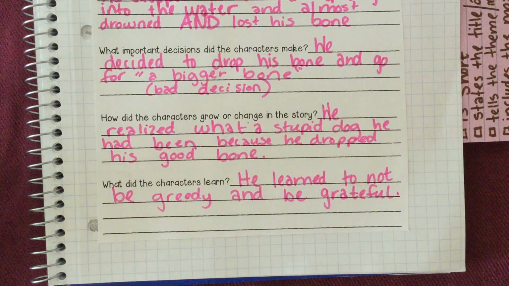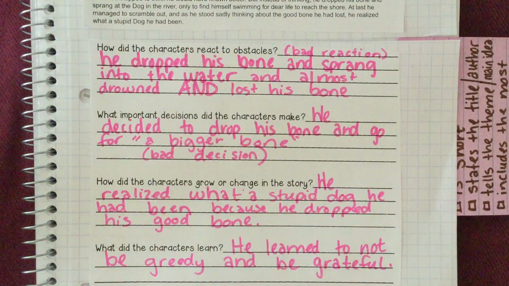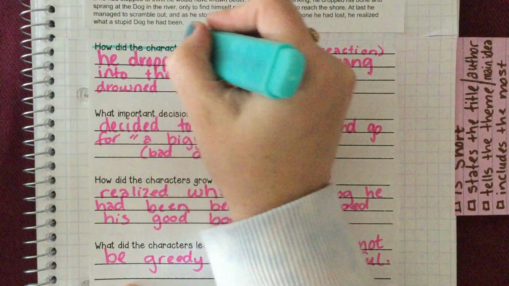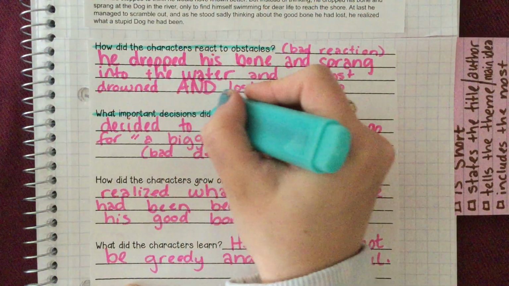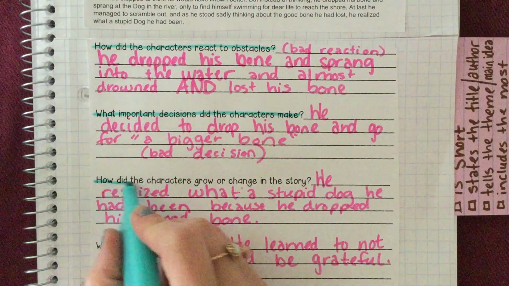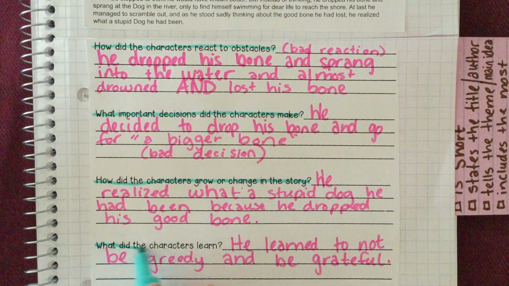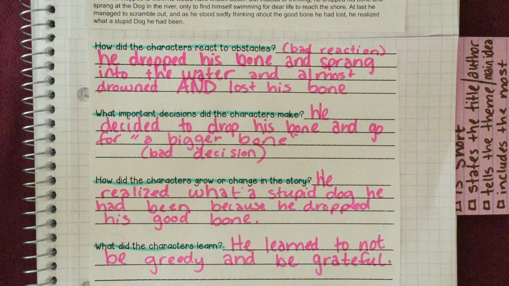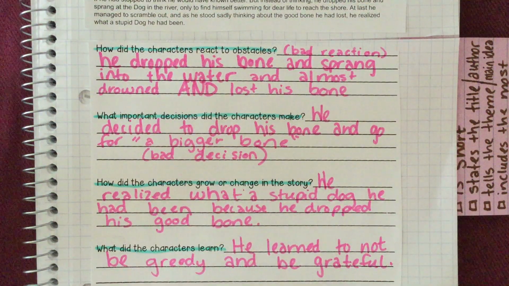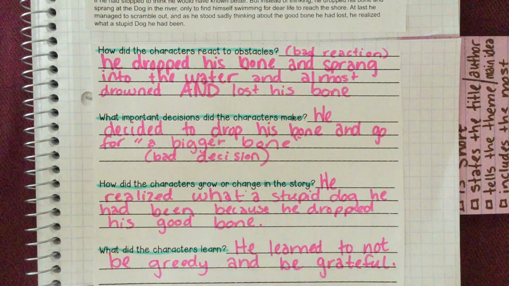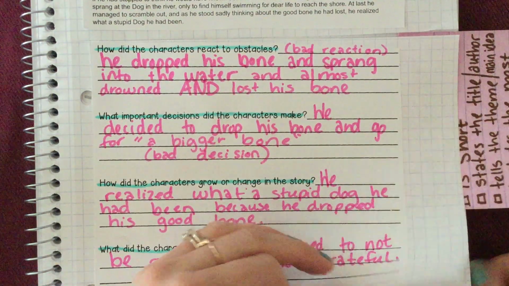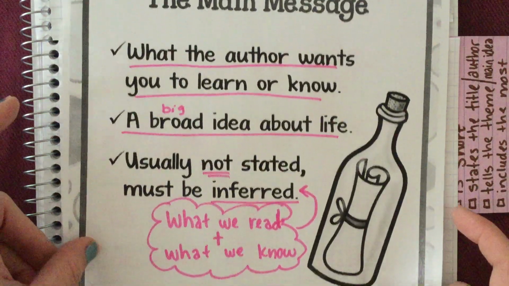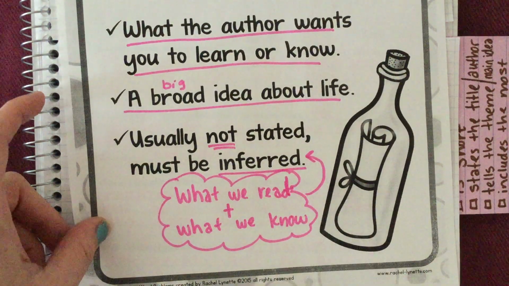So these questions that we just answered, how did the characters react to obstacles? What important decisions did the characters make? How did the characters grow or change in the story? And what did the characters learn? Those questions, when we put them all together and we find all that information, that's what's going to help us find the theme. Because remember, the theme is not stated in the text. The author does not come out and say, the theme of the story is, we have to infer it.